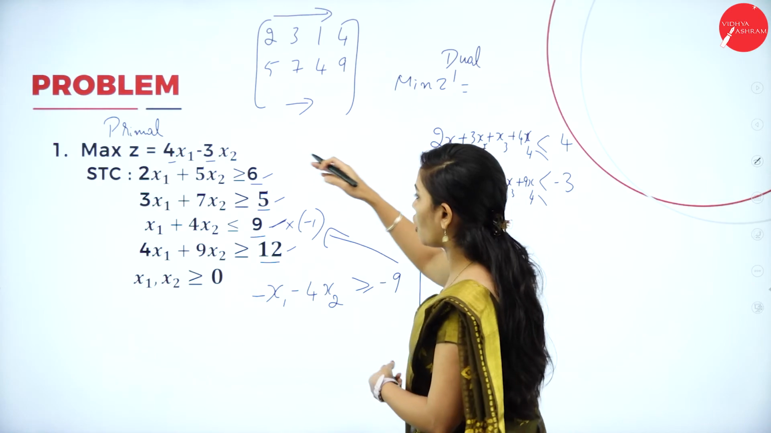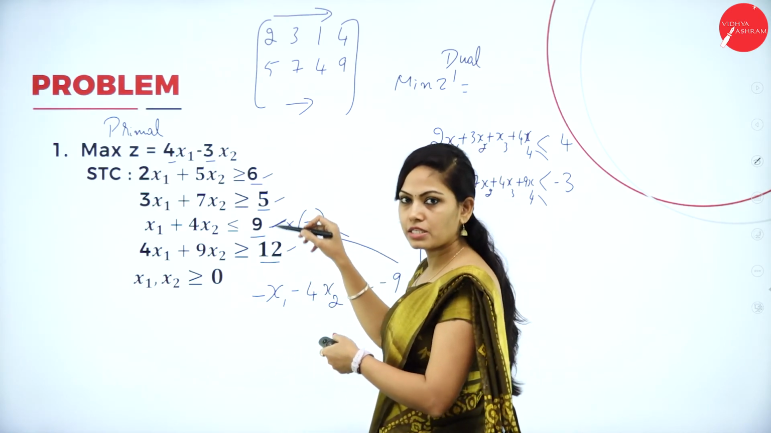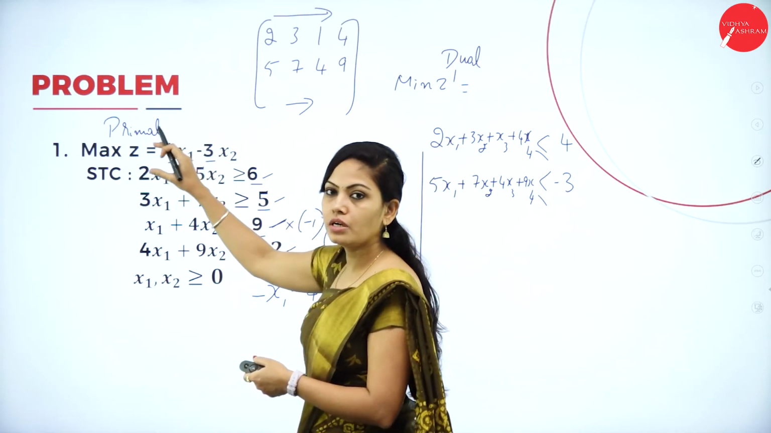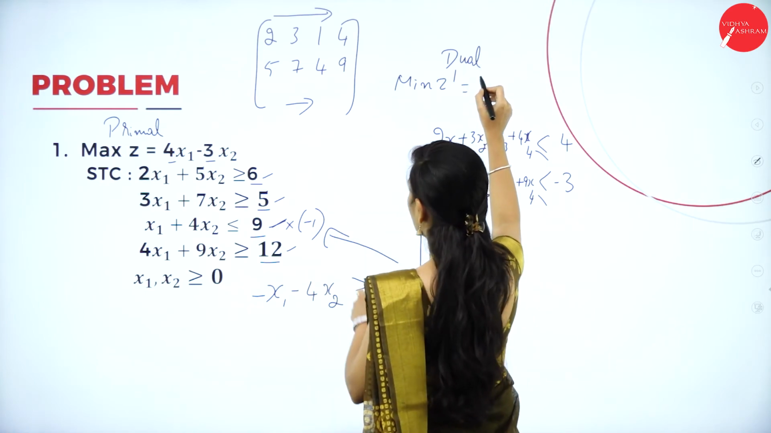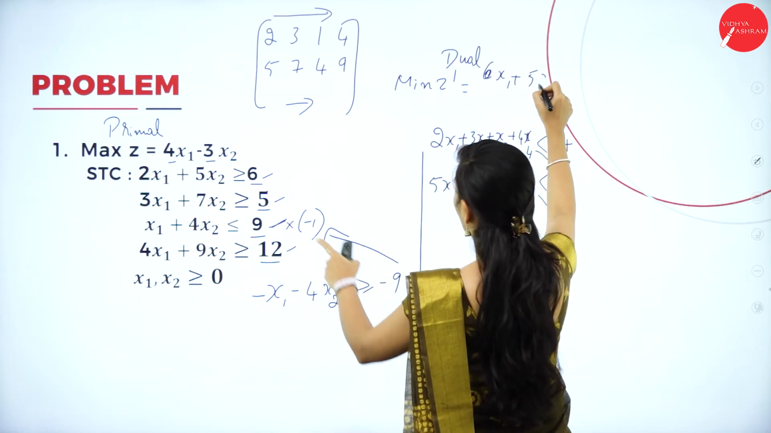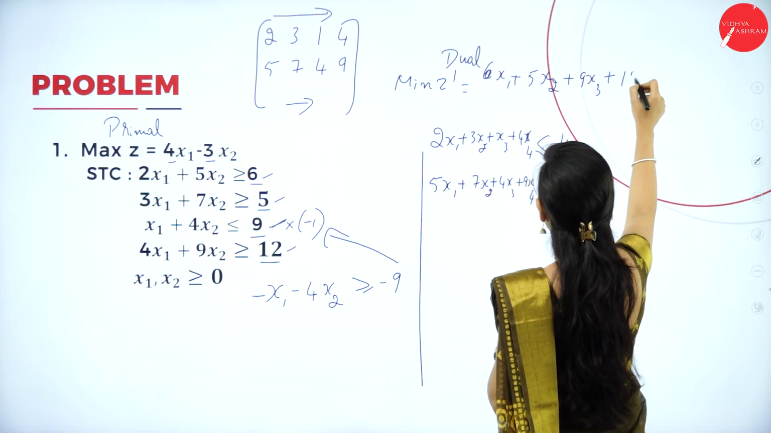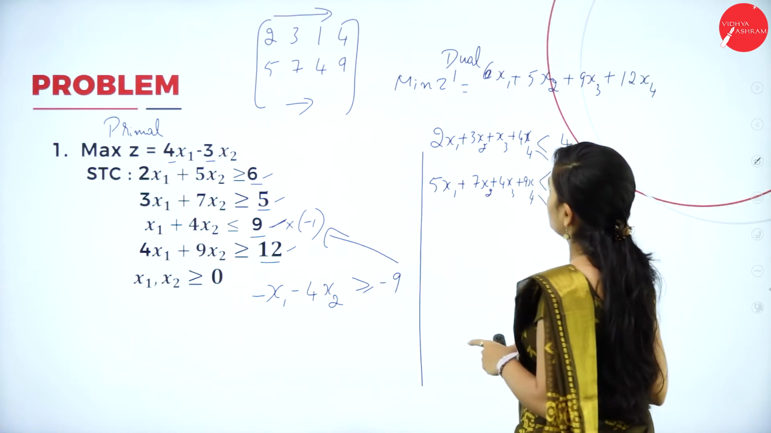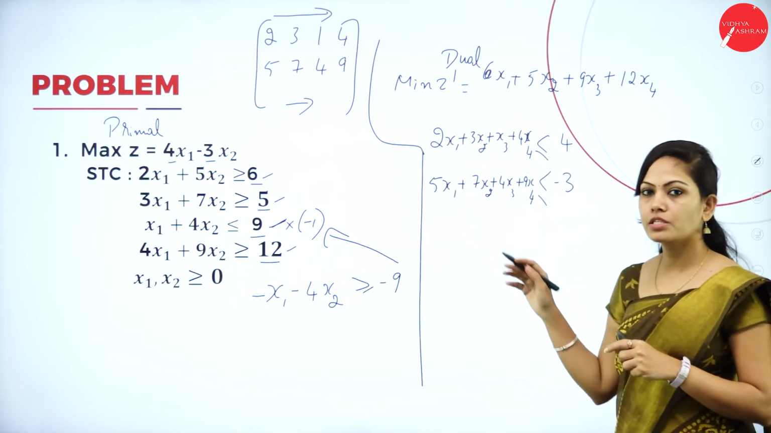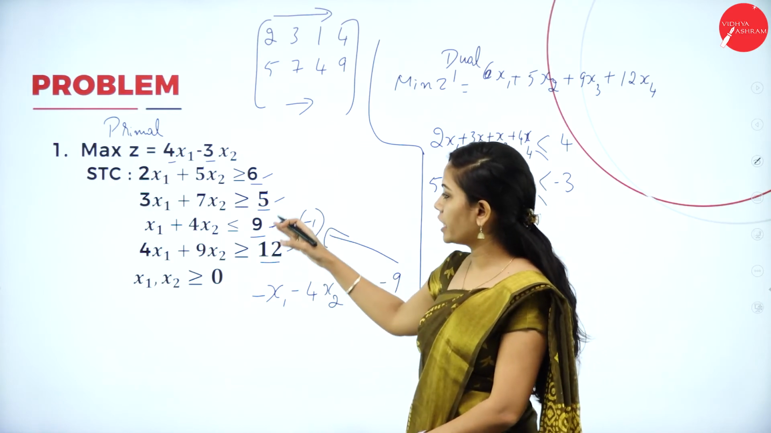Row wise means all the coefficients of the objective function will move to the RHS of the constraints, and all the RHS values will shift to become the coefficients of the objective. So it is 6x1 plus 5x2 plus 9x3 plus 12x4. Now this is in duality form. This is your primal to dual conversion. First you have to convert this into standard form.